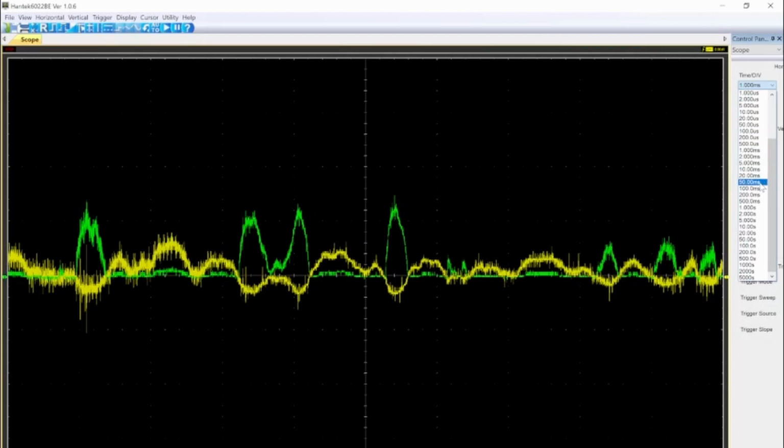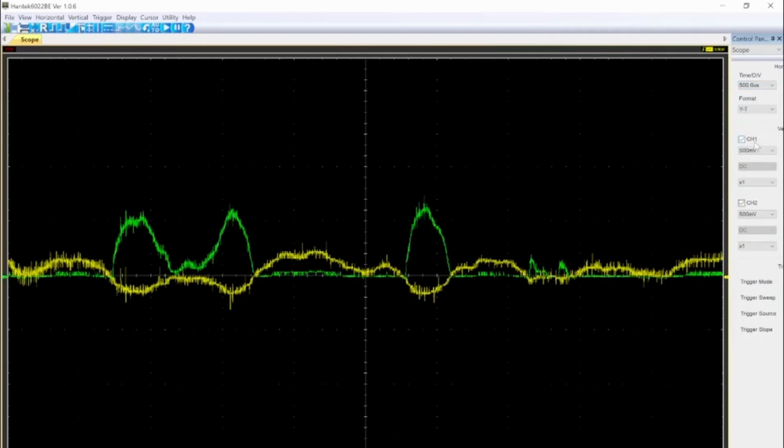1 millisecond. Let's go to 5 micro. Right, so what we're seeing here is we've got an inverting amplifier. So you can see where the yellow wave is below the white line in the middle, we're amplifying the signal negatively. So we're taking a minus 1, timesing it by -5, and we're getting 5 out.